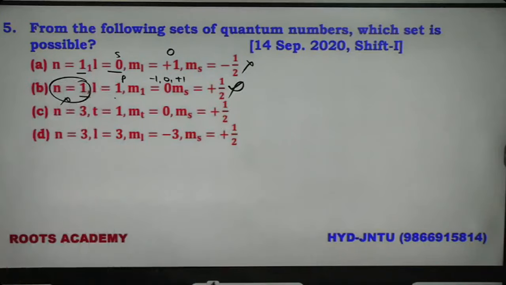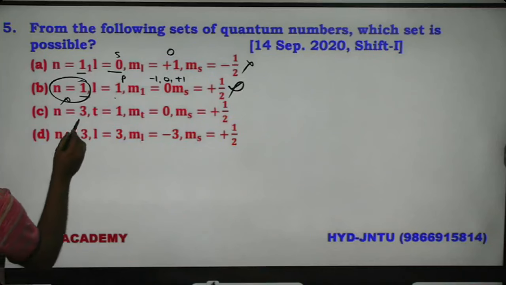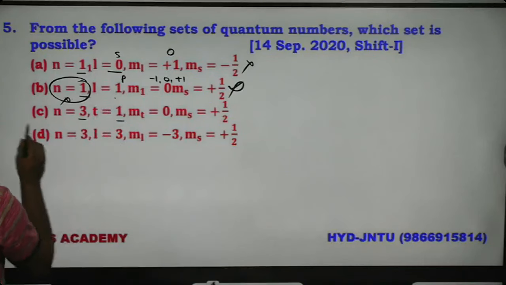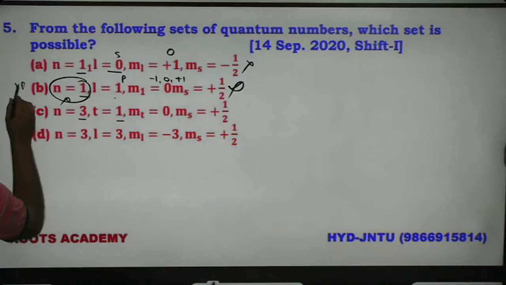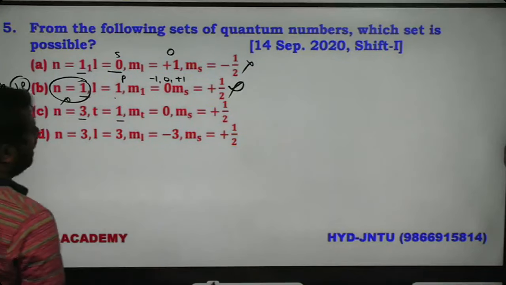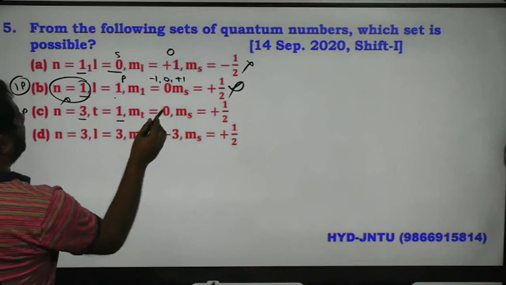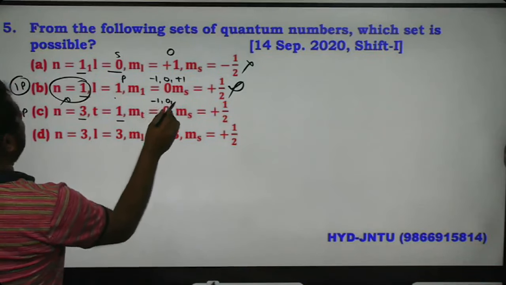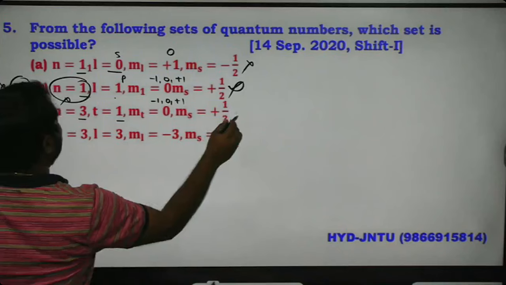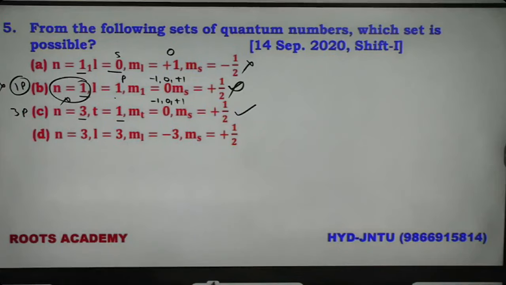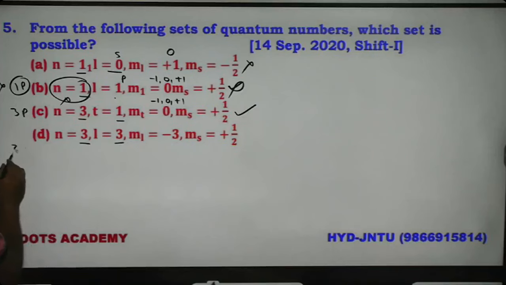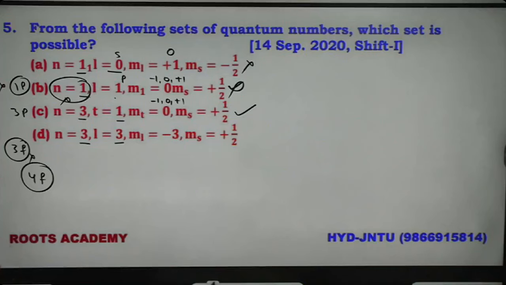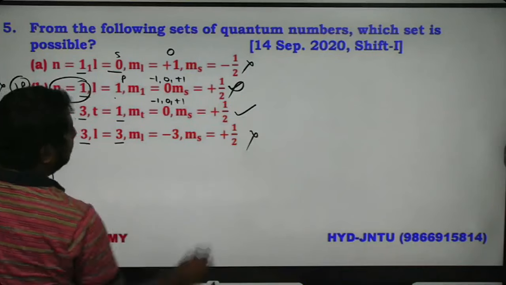So this is incorrect. While coming for n = 3, l = 1, this represents 3p orbital. Okay. This is 1p orbital, not possible. While ml = 0, possible: -1, 0, +1. ms = +1/2, possible. 3p we have, n = 3. This is l = 3. This is 3f, not possible, because f orbitals start from the 4th shell. So it is not possible.